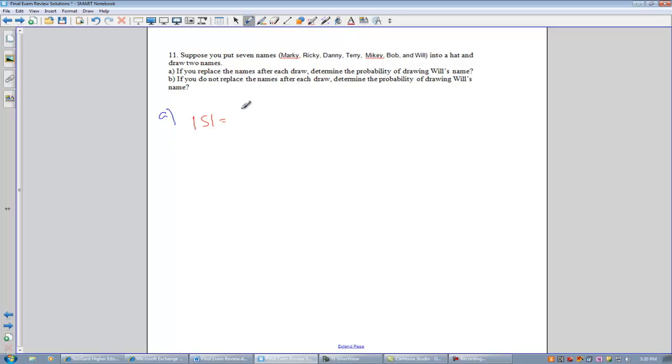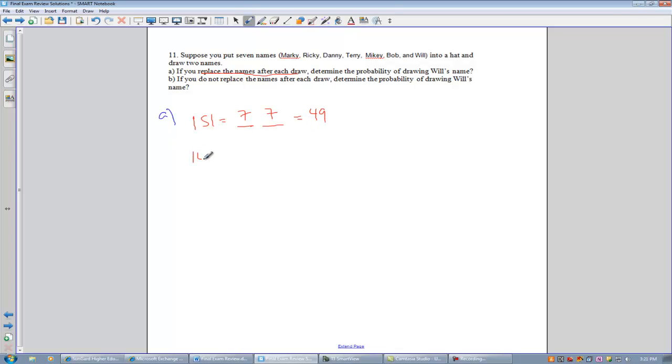Remember, we're drawing 2 names, so you have 2 spots. For the first spot, since you have 7 names in the hat, you have 7 choices. And now because you replace the names after each draw, for the second draw you still have 7 choices. So here you have 49 things in your sample space.